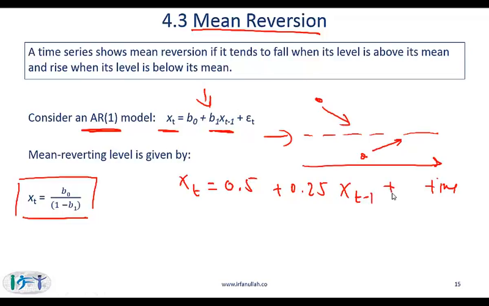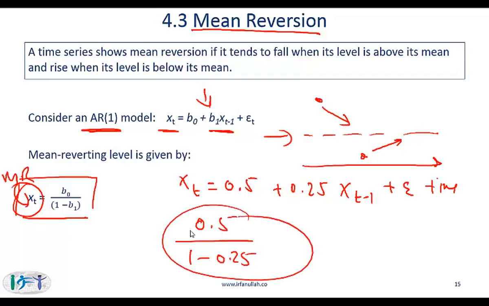minus 1 plus the error term, what is the mean reversion level for xt? I should say mean reversion level for xt is going to be 0.5 divided by 1 minus 0.25. So you can do the maths, and that is your mean reversion level. Again, I'll emphasize, just remember this because we will use this formula later on.